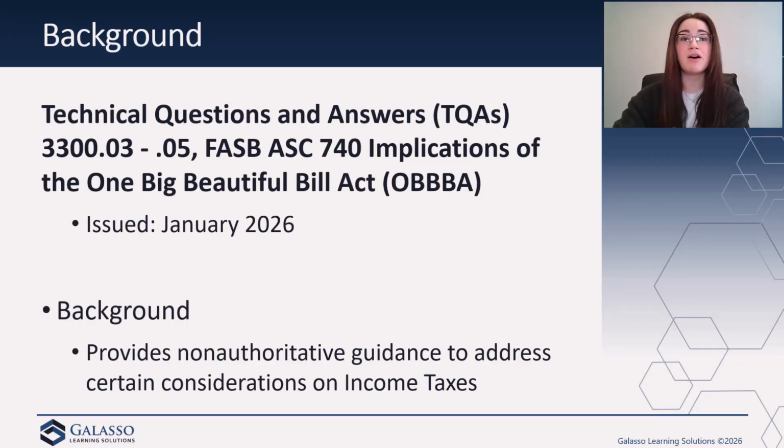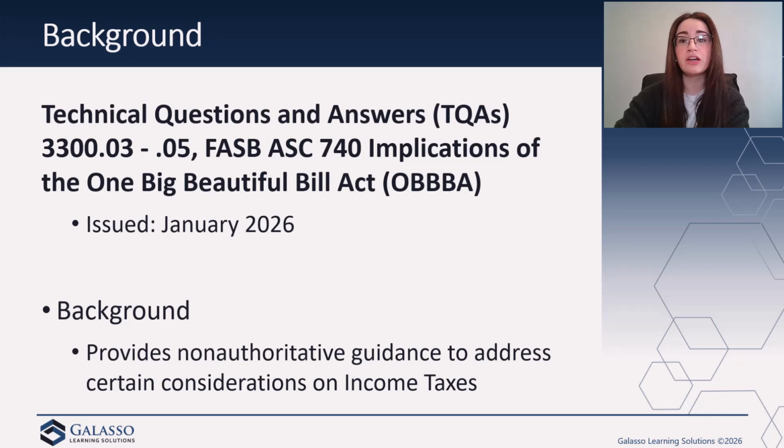Now, the formal name of this technical questions and answers is FASB ASC 740, Implications of the One Big Beautiful Bill Act, also known as OB3, which is what I'm going to refer to it as we go through this blog. And this was issued by the AICPA in January of 2026, just a couple of weeks ago. So why did the AICPA decide to do this? Really just to be helpful and answer some of our questions.